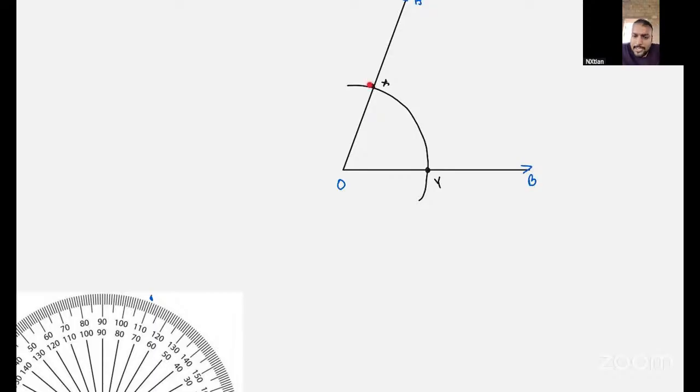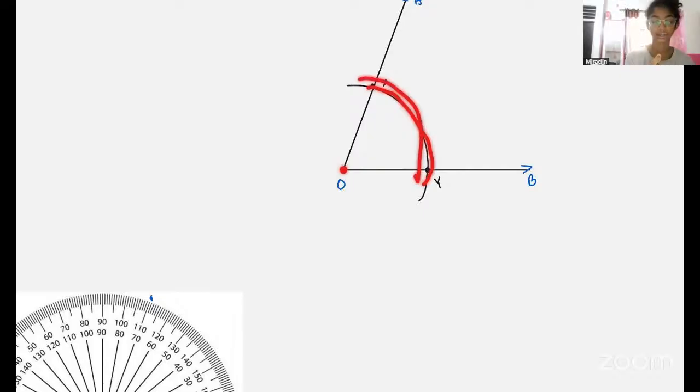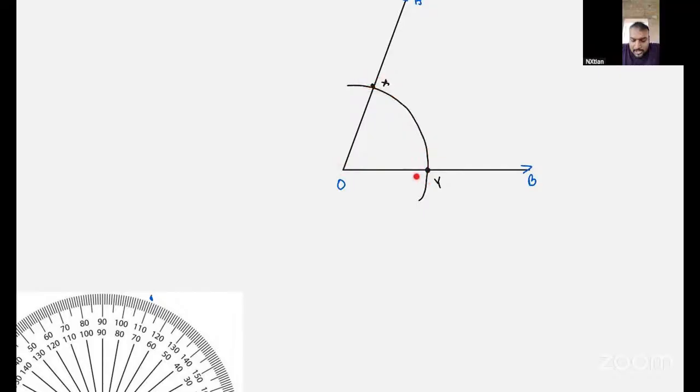Everyone done? Do you have any confusion, Agatha? Miracle, yes? Measuring X and Y with compass. Put your needle on Y, open it till X, then you get the measurement. Then put your needle on Y only, and then make an arc like this. Did you listen, Bitya, Jashram, Agatha?